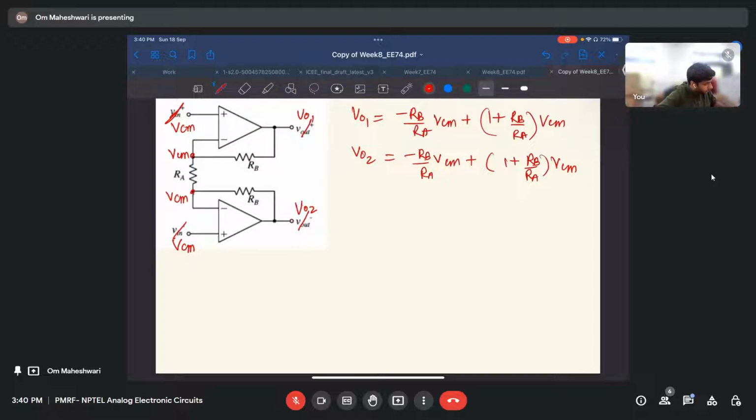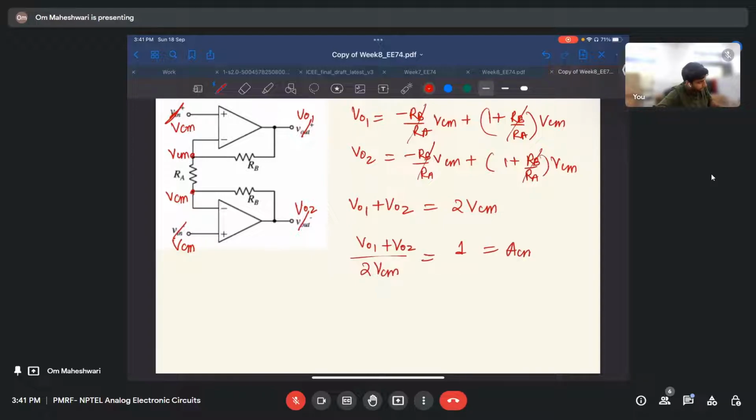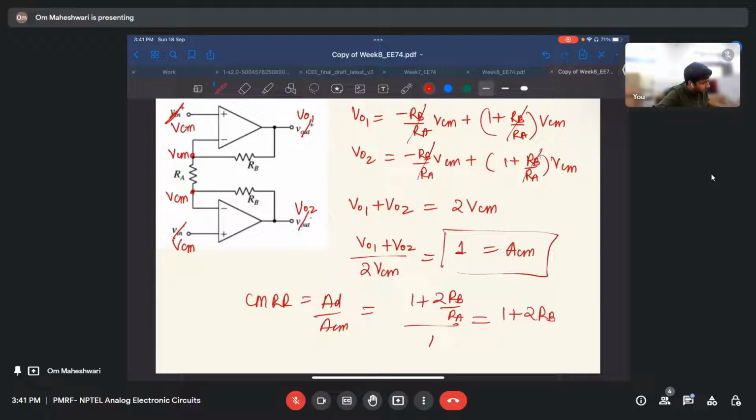If you see, these will cancel. This is minus, this is plus, similarly here and here also. So if we add VO1 plus VO2, we will just get 2 VCM. VO1 plus VO2 by 2 VCM is 1. This is ACM. Then CMRR, AD by ACM, equals 1 plus 2 RB by RA by 1, which is 1 plus 2 RB by RA. So this will be your CMRR.